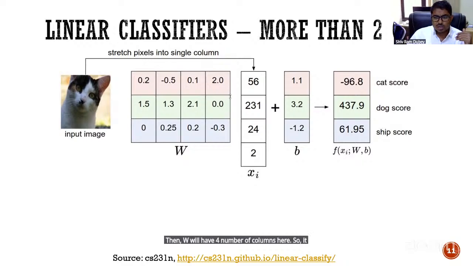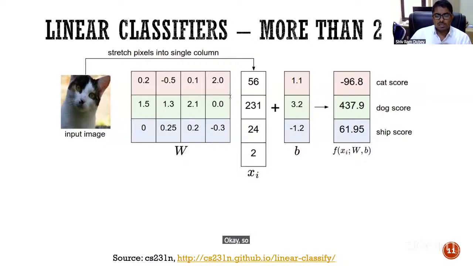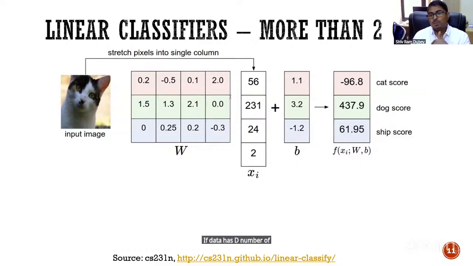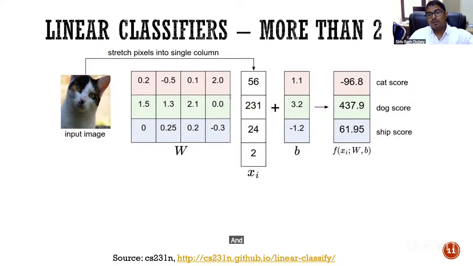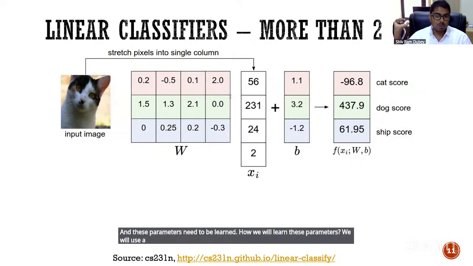It seems there is a question: can you explain the parameters in sign of W dot x plus b? Okay, so W and B are the parameters. How many values are in W? That depends upon the dimensionality of X, which is my data. If the data has dimensionality D, then W will also have D parameters and B will have one parameter. So basically the number of parameters in W dot x plus B depends upon the dimensionality of my data X, plus 1 for the bias term. These parameters need to be learned. How will we learn them? We will use gradient descent optimization, which we will discuss shortly.